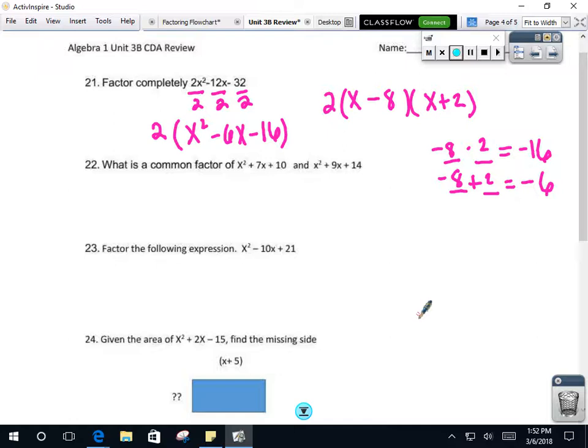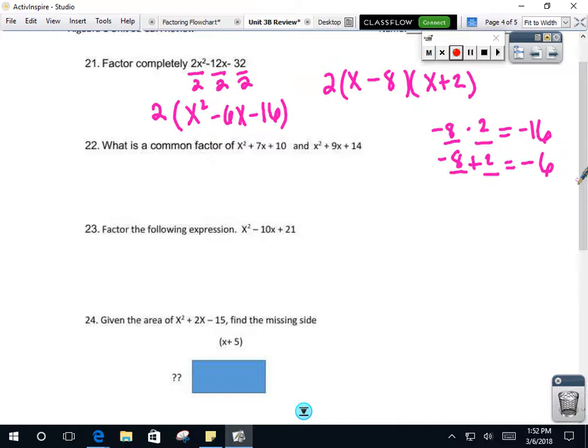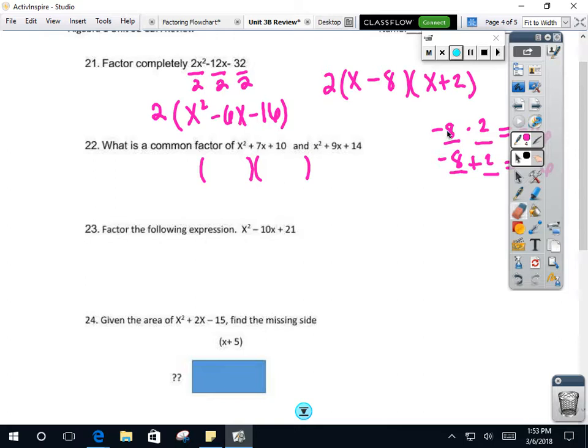All right, number 22. What is a common factor of x squared plus 7x plus 10 and x squared plus 9x plus 14? What do you think you need to do first? Work both of them out. Factor this trinomial. Well, isn't it an A value of 1? So we can go straight into the bubble method, and we look for two numbers that do what? Multiply to 10 and add to 7, which are positive 5 and positive 2.